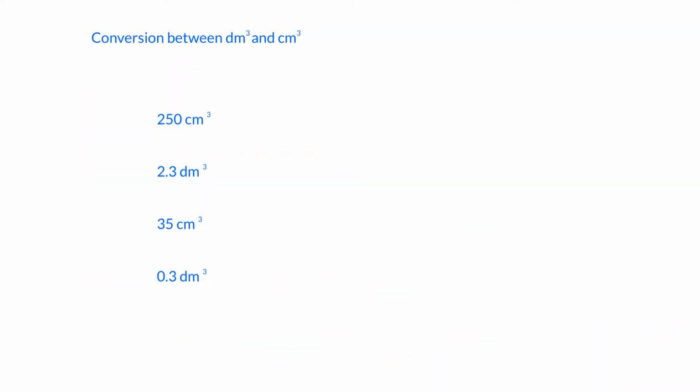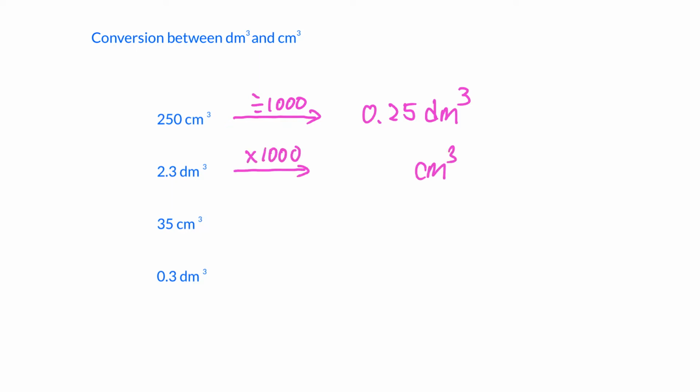Now I have a quick practice on the conversions between dm cube and cm cube. If you have 250 cm cube, normally the cm cube values will be larger. That means when you have 250 cm cube, what you need to do is divide it by 1000, so it will become 0.25 dm cube. And when you have 2.3 dm cube, you need to convert it into cm cube, so you have to times 1000. This one will become 2300.